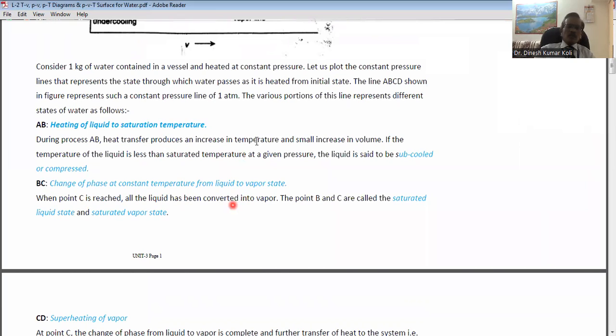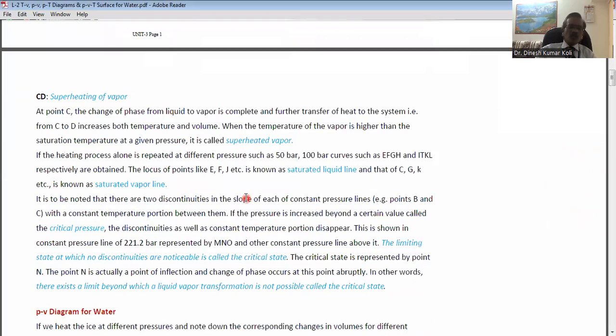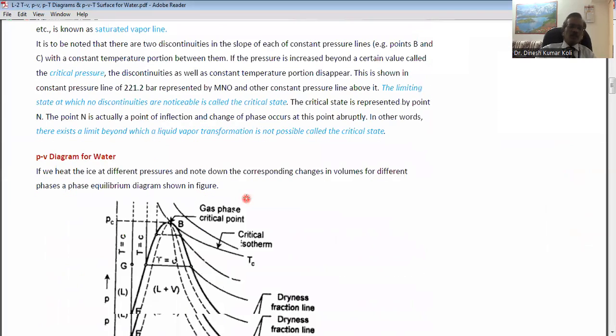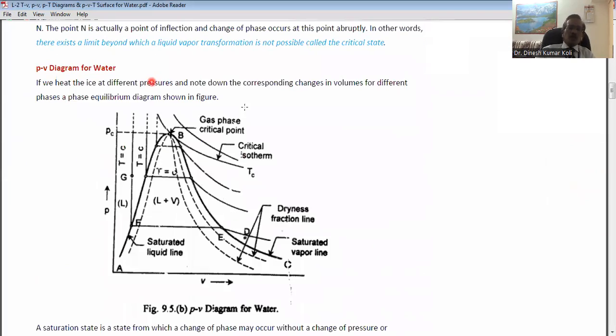Now this is the curve only for the PV diagram. We are also having another diagram which is called the PV diagram, the pressure volume diagram. On this vertical axis we are having the pressure and on the horizontal axis we are having the volume. So this is called the PV, the pressure volume diagram.